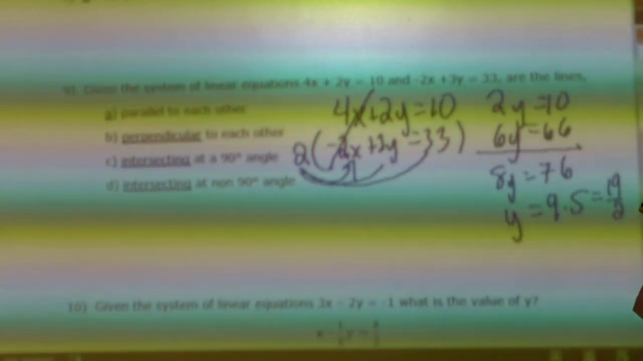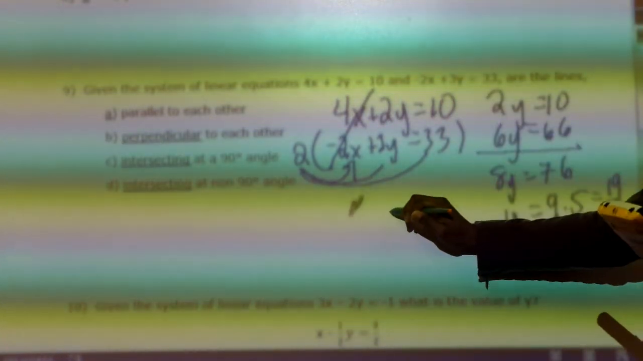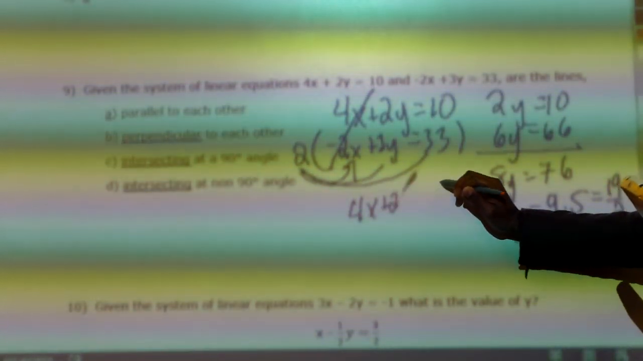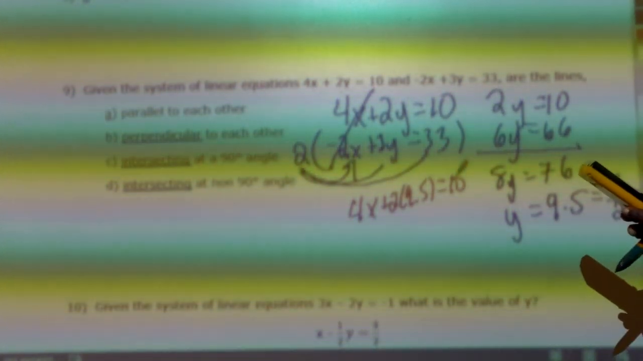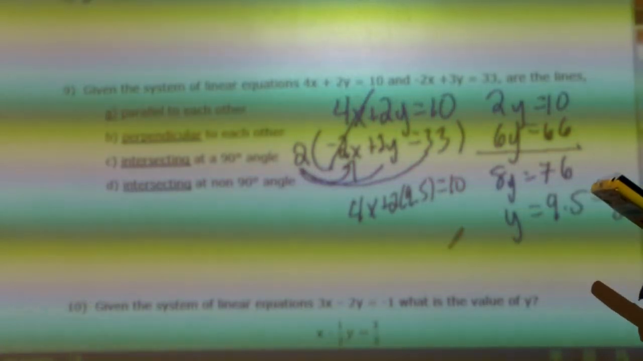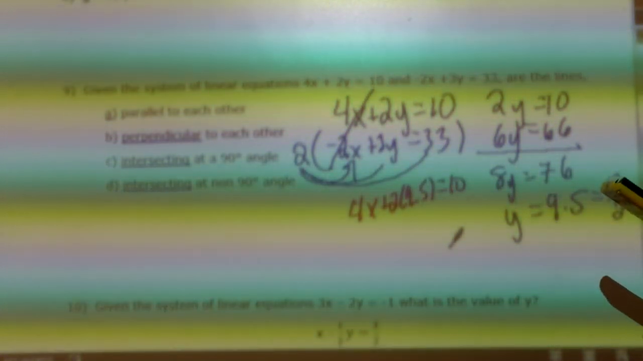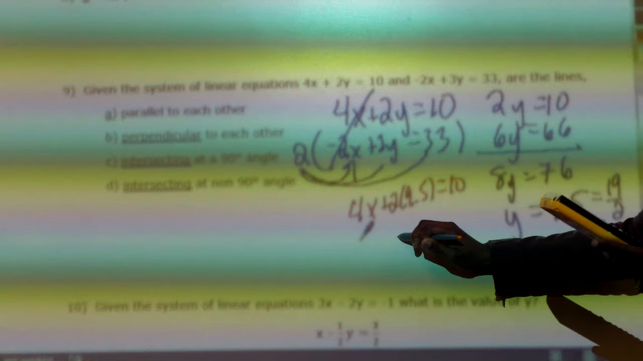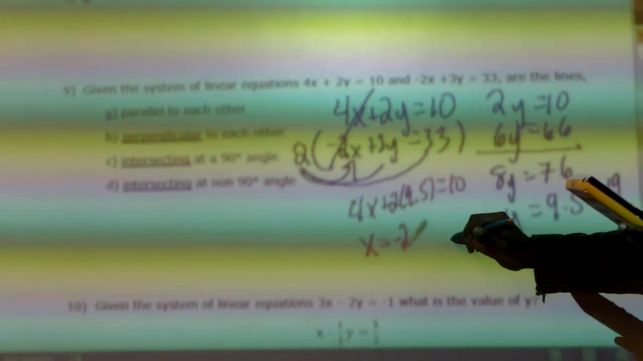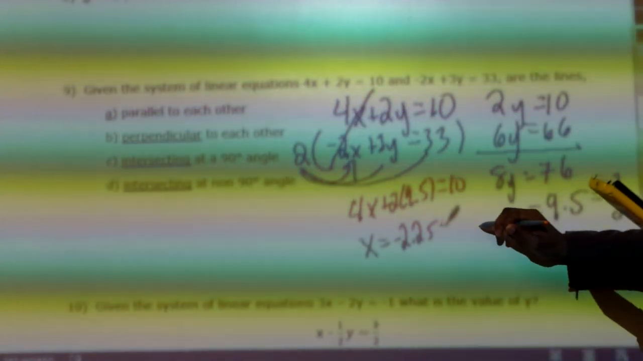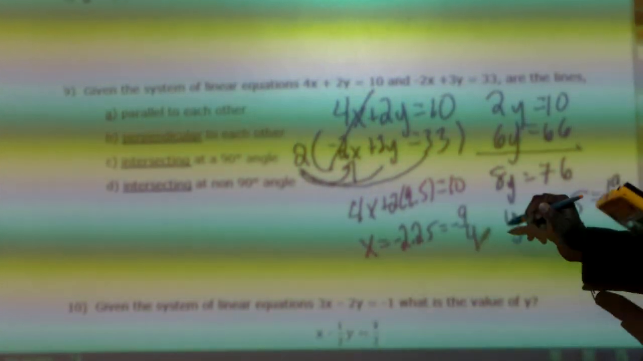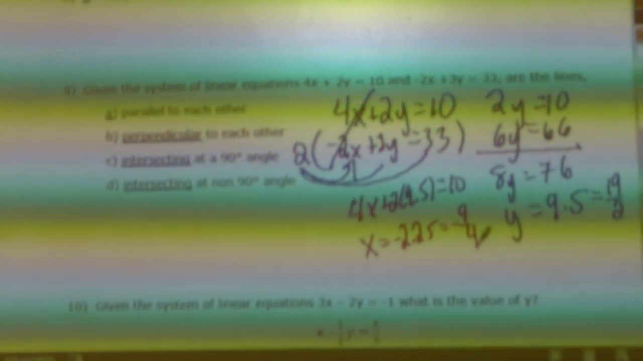Plug it back in, and we have 4x plus 2 times 9.5 equals 10. 9.5 times 2 is 19. Subtract 19 on both sides and divide by 4. And then x equals negative 2.25, or negative 9 over 4. And you should have got D.